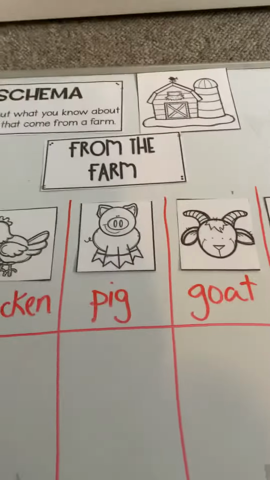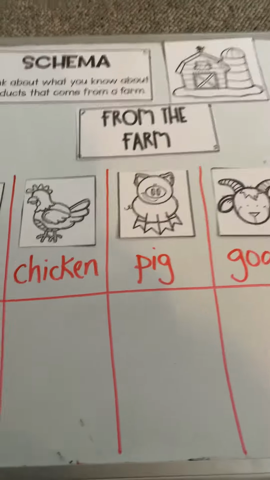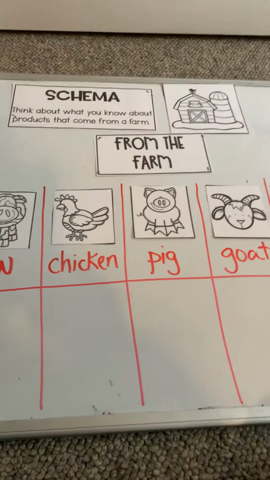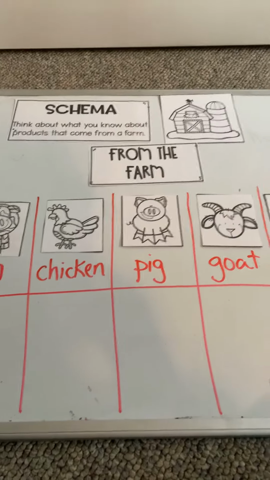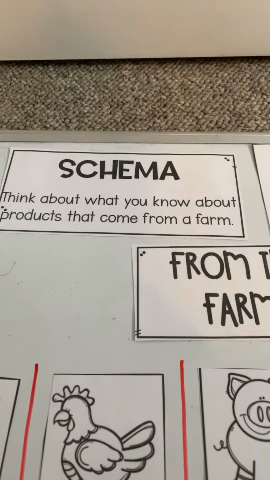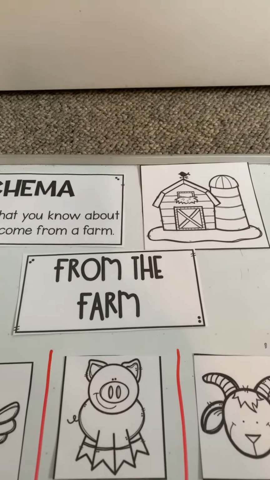So remember, writing, you don't always have to write a paragraph. So today we're going to practice making a list or a chart, which is fun. So you can either show Mrs. Masco with the text, or you can just write it on paper. I'm just showing you something I set up. You can do it however you want. So again, schema is think about what you know about products that come from a farm. So we're going to write from a farm.